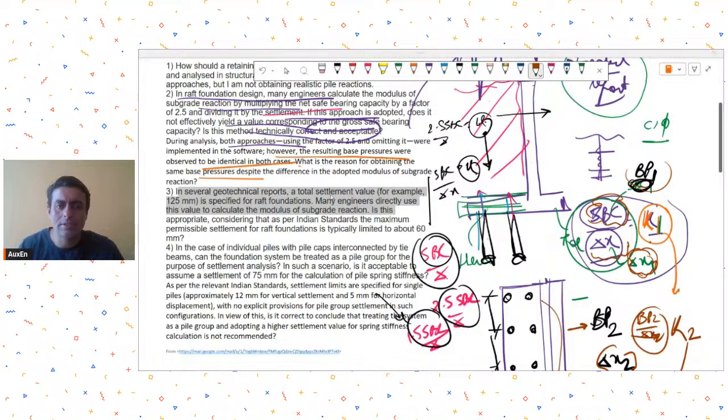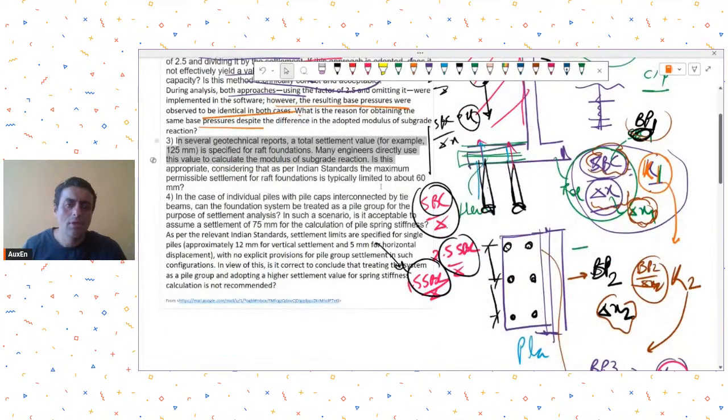I have generally seen 50 mm, 75 mm, or 40 mm settlements being given in your raft. So generally we try to stick to, let's say, around 40 or 50 settlement.